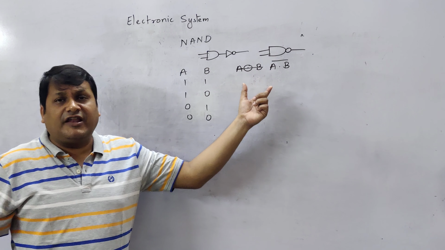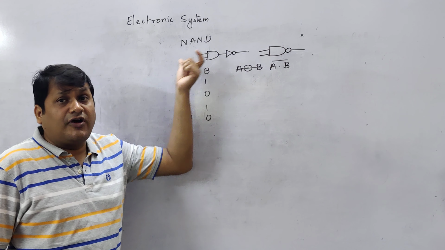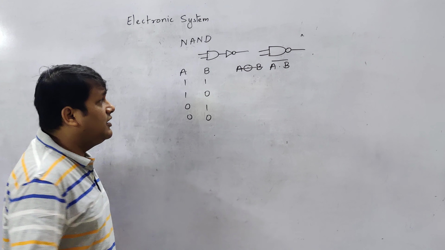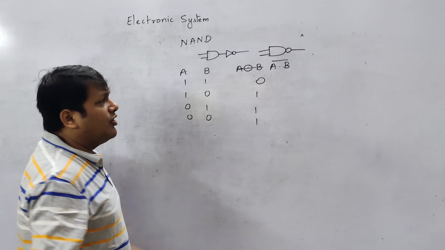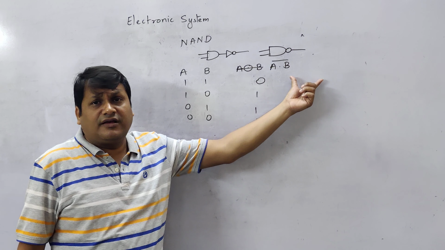What is the output? Opposite to that of an AND gate. If you remember, for the AND gate, when both the inputs were 1, your answer was 1. Here it is ulta. 0, 1, 1, 1. How can you make an AND gate out of it? Just put a NOT gate, you get the AND gate.